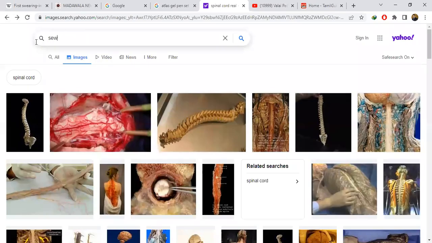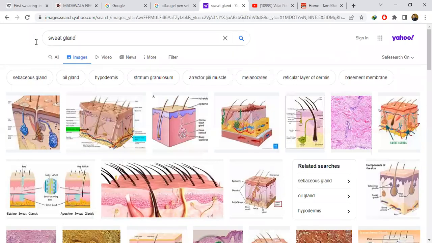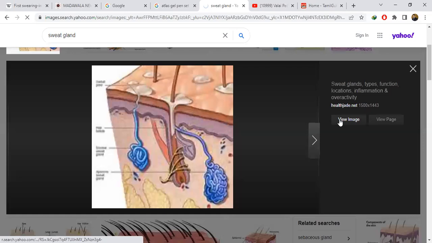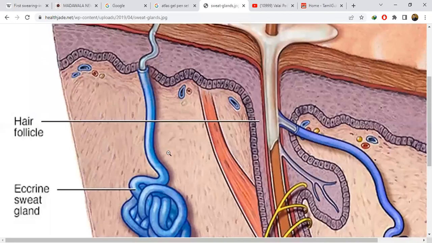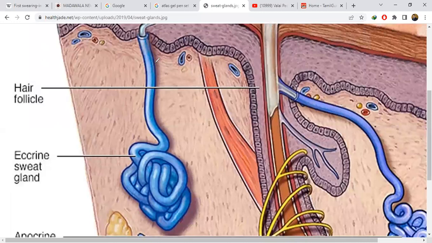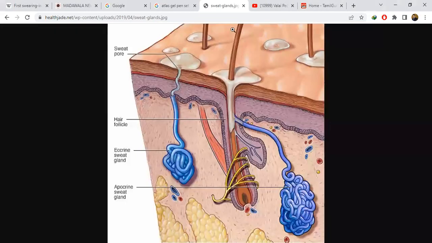Now, let's go for this gland. What is the gland's name? Sweat gland. Here, I am choosing a sweat gland. The sweat gland secretes sweat. Understood? Sweat gland is secreting what? Sweat. Here, this is the place where the sweat is secreted. This is the place where the sweat has to come. Understood?